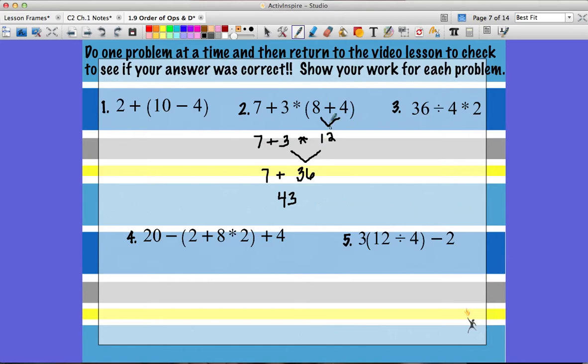If you didn't get this correct, I'd like you to check my work against yours and find where you made your mistake. You can change it, but I want you to learn from what your mistake was. Okay, the next thing I'd like you to try, once you've figured this one out, is number 3. When you come back, we'll go over that answer.